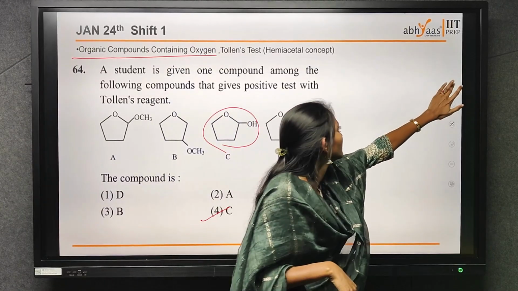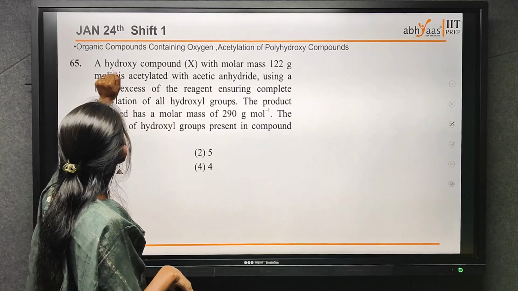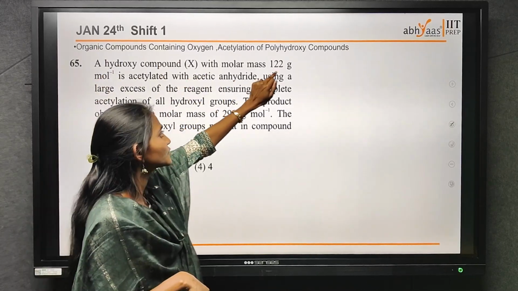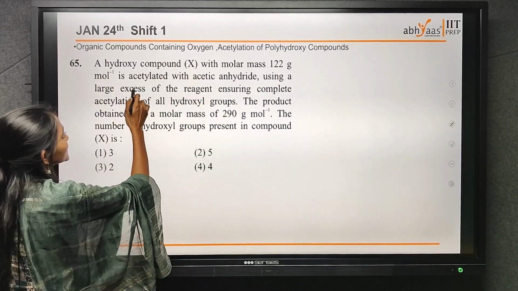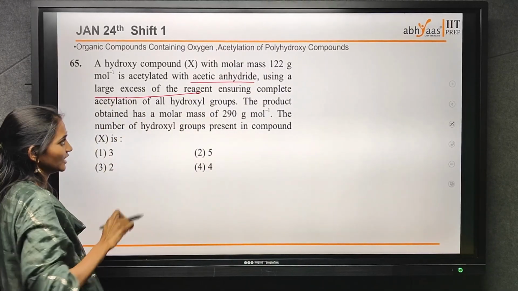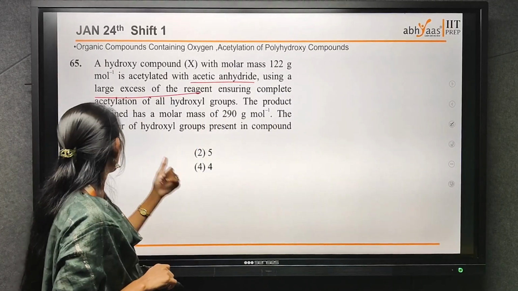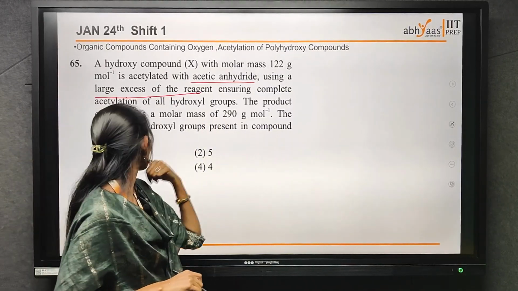Moving on to the next question. This question is asked from organic compounds containing oxygen. A hydroxy compound X with molar mass 122 g/mol is acylated with acetic anhydride using a large excess of reagent. The product obtained has a molar mass of 290 g/mol. The number of hydroxyl groups present in the compound is asked.